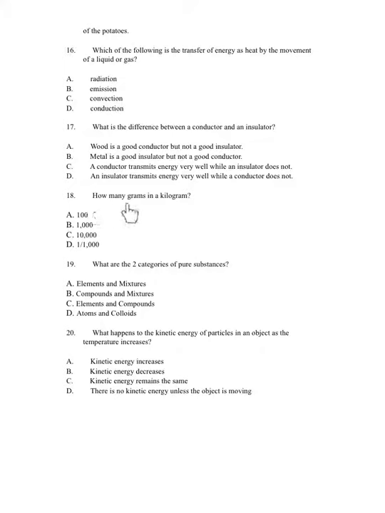Number 18. How many grams in a kilogram? A. 100. B. 1,000. C. 10,000. D. 1 divided by 1,000. Number 19. What are the two categories of pure substances? A. Elements and mixtures. B. Compounds and mixtures. C. Elements and compounds. D. Atoms and colloids.